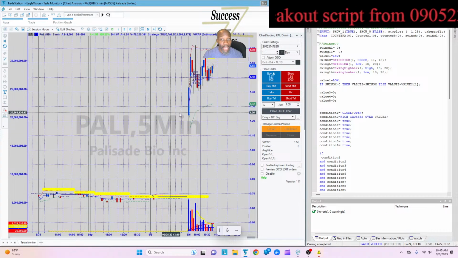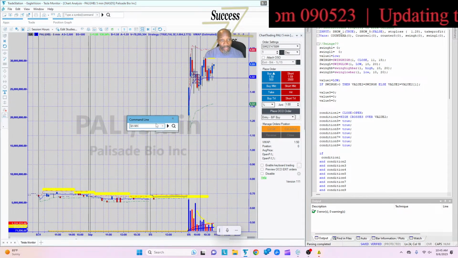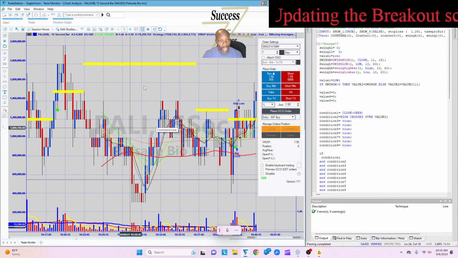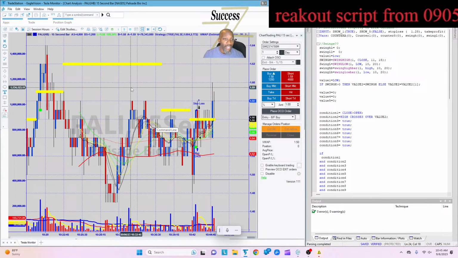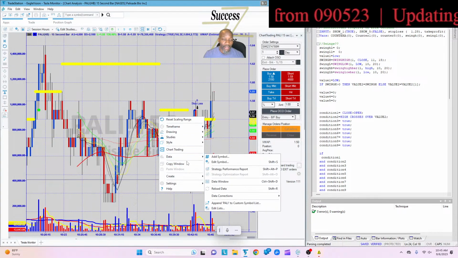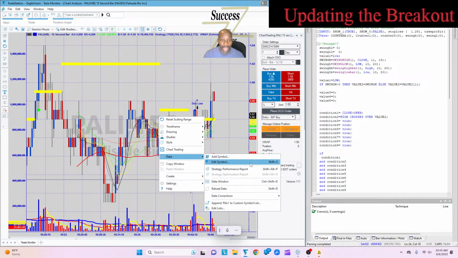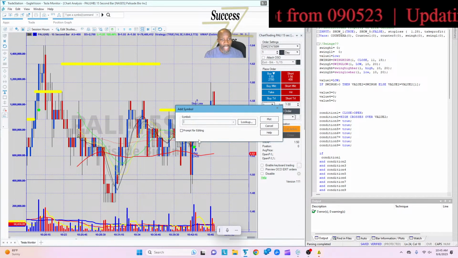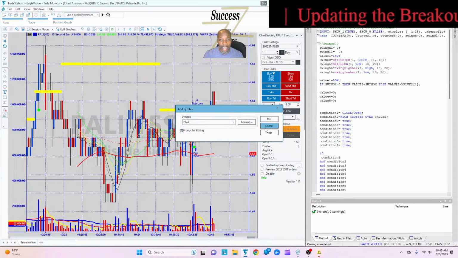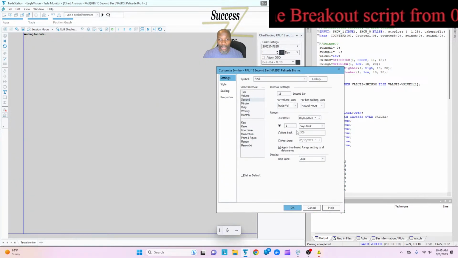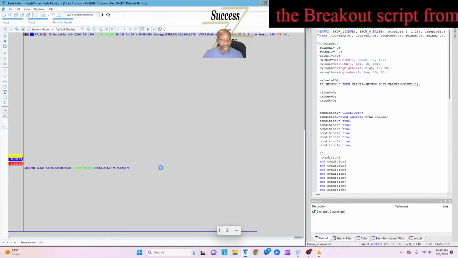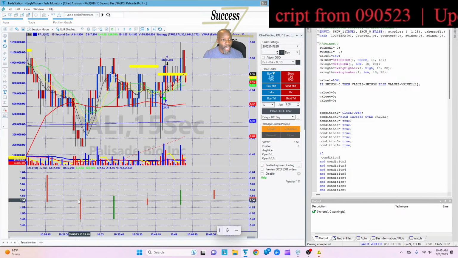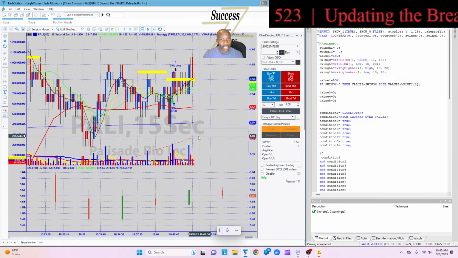Now in order to do that, we go back to the 15-second time frame, and then we right click and add data. We're going to add another time frame, another data stream, to this chart. So add symbol, the same one, PALI, and we're going to prompt for editing, because we're going to change it to the 5-minute time frame. Now we can assess 2 time frames on the same chart, and putting that time frame down here is fine.